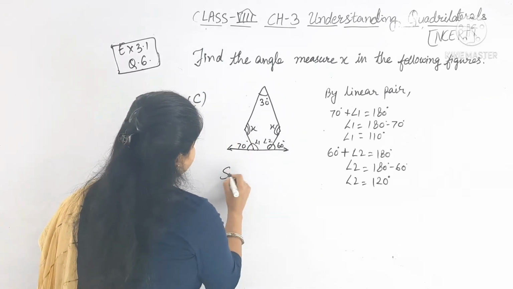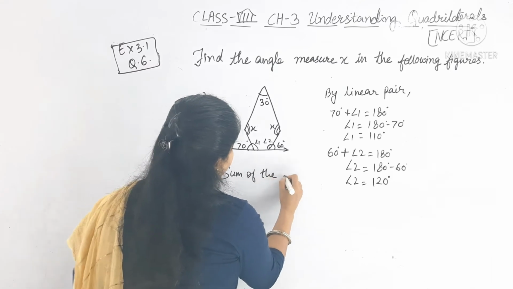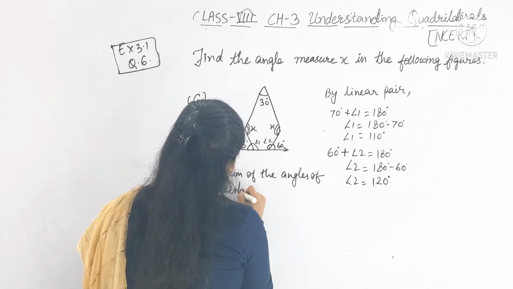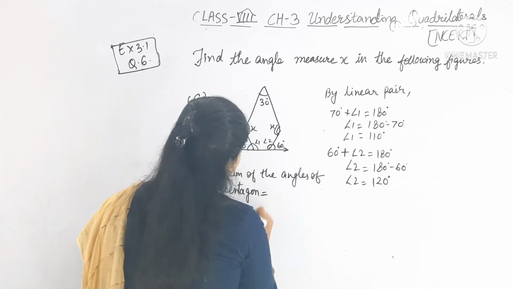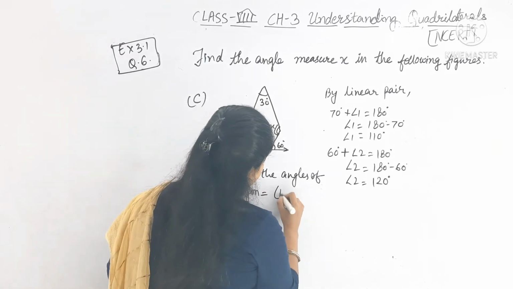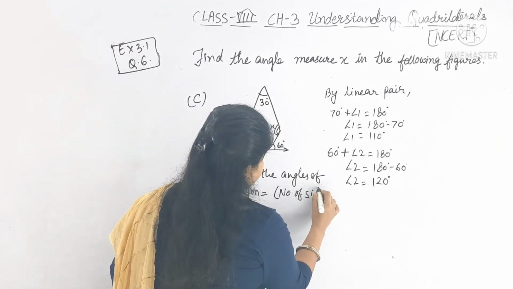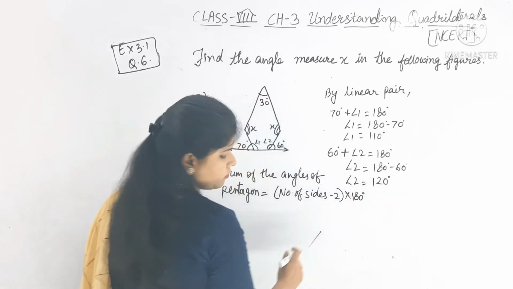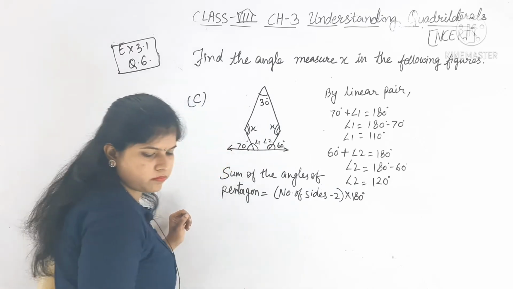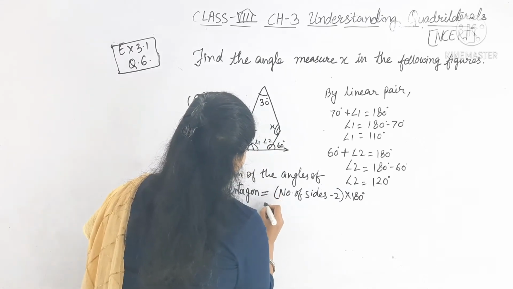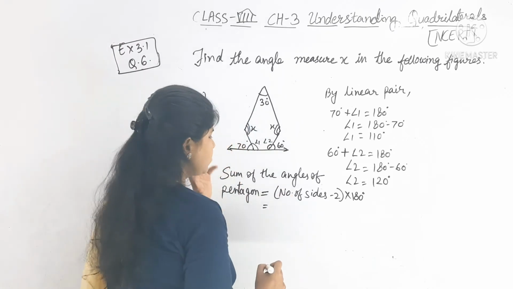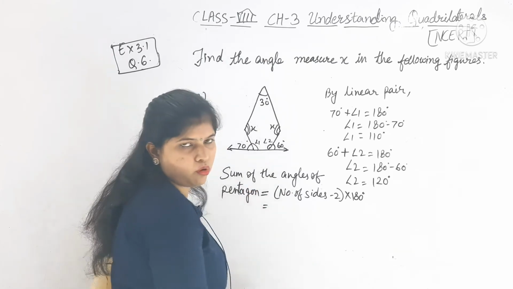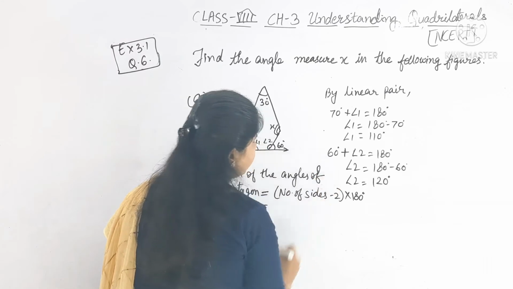So firstly, the sum of the angles of the pentagon. We know that we calculate the sum of the angles by the formula (number of sides minus 2) into 180 degree. You have to write which property is applying, which formula is applying. You have to write all of these things, then only you solve. Okay, directly you can't solve, otherwise the marks will be deducted.